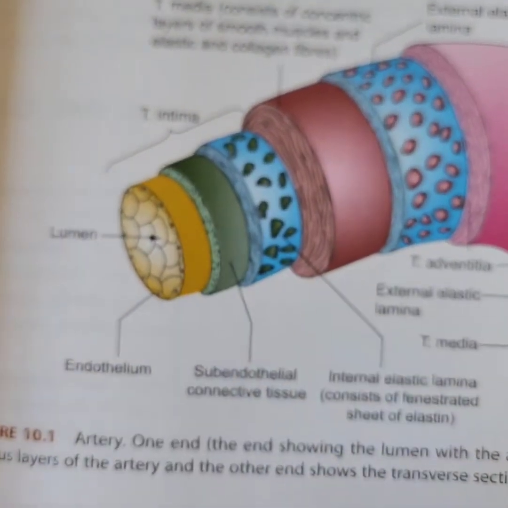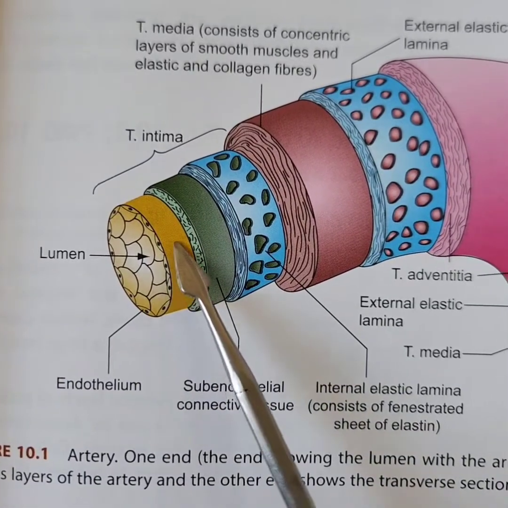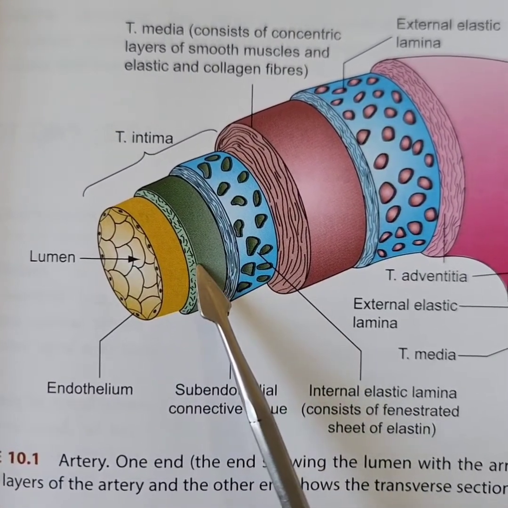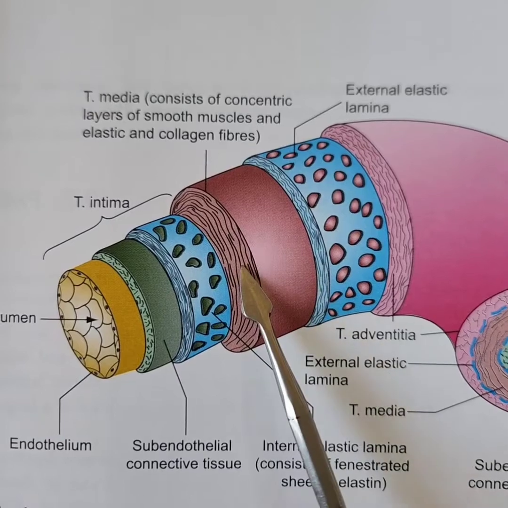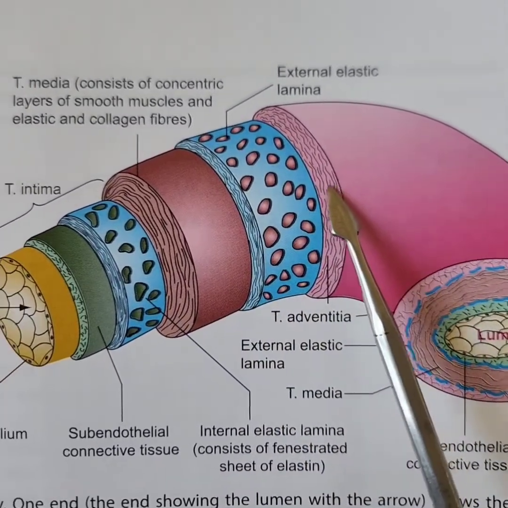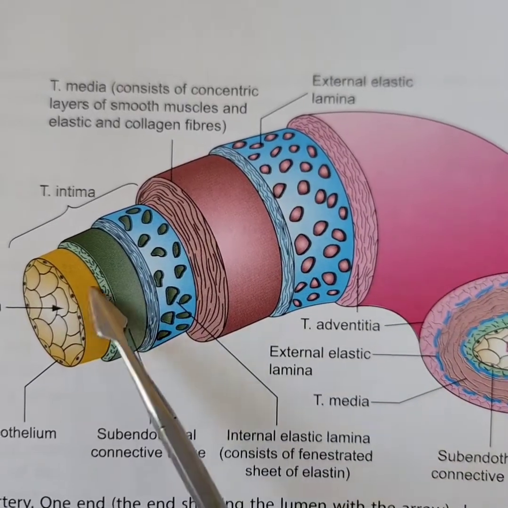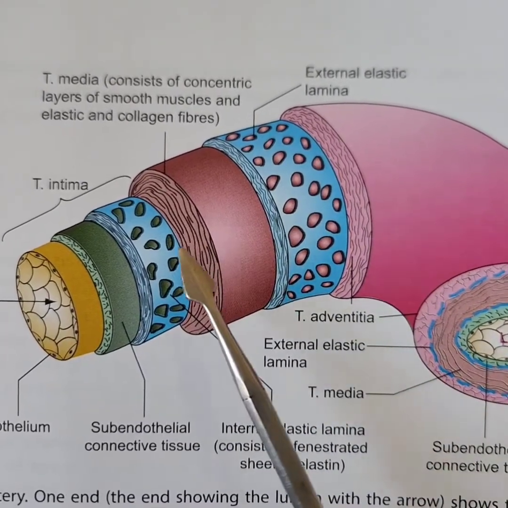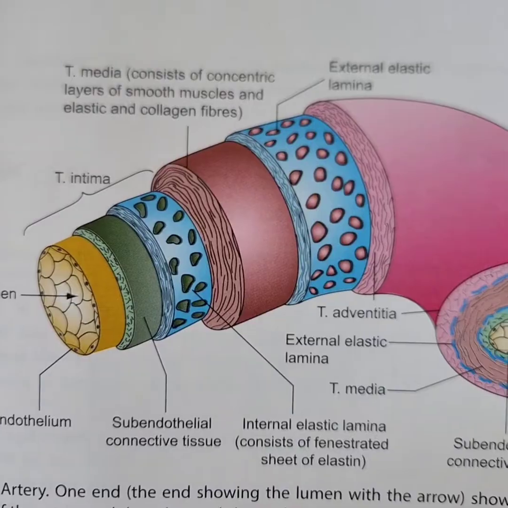This is tunica intima, which has lining epithelium and subendothelial connective tissue. This is tunica media. It has either muscle tissue or elastic laminae. And this is tunica adventitia. Intima, media and adventitia are separated by internal and external elastic lamina.